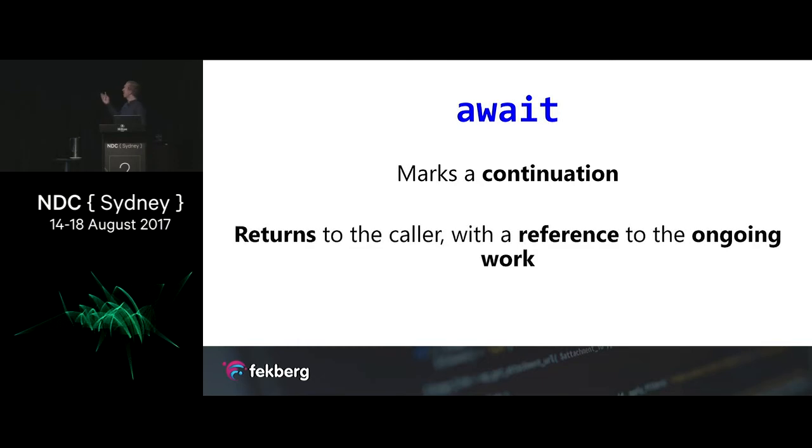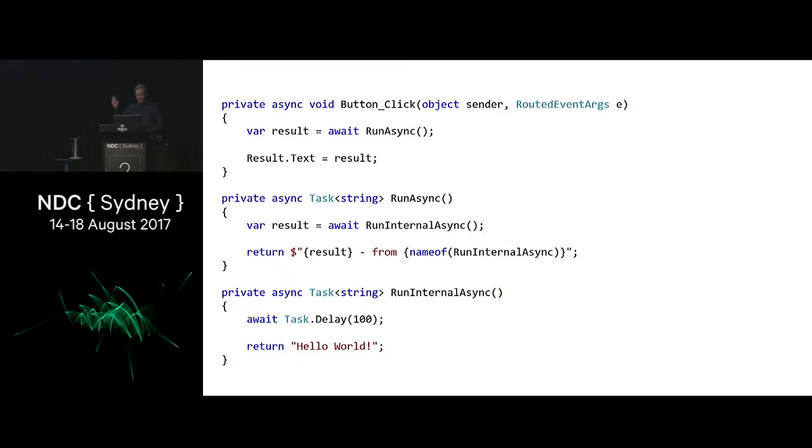So that means that when we mark something with await, we don't want to run the code after it until it's done. What happens is that when you see the await keyword, it returns back to whoever called the method with a reference to that ongoing work. So that's really confusing, really. Let's look at an example.